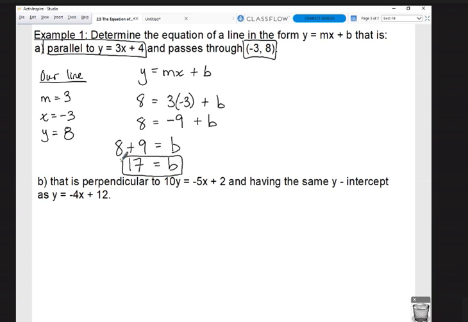So you can see how when we have the point and the slope, it's not bad at all to get the equation of a line. So we can say, therefore, the equation is y equals 3x plus 17.